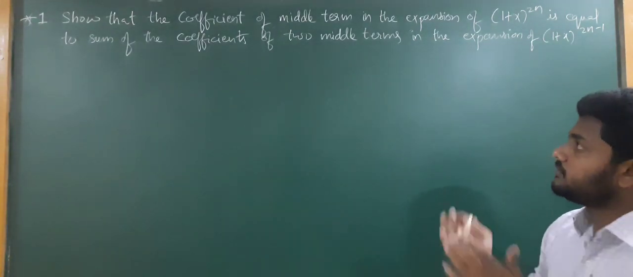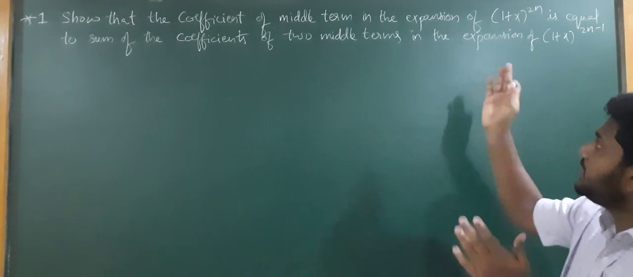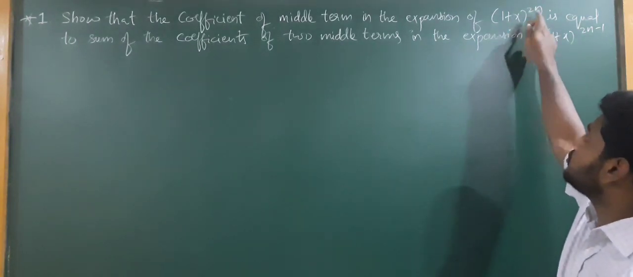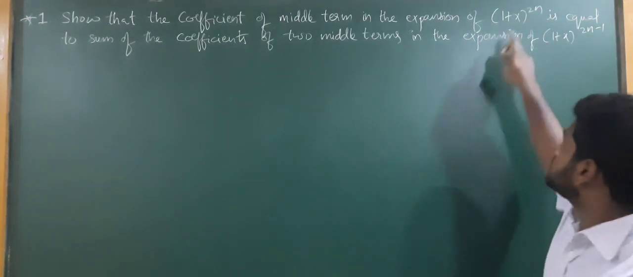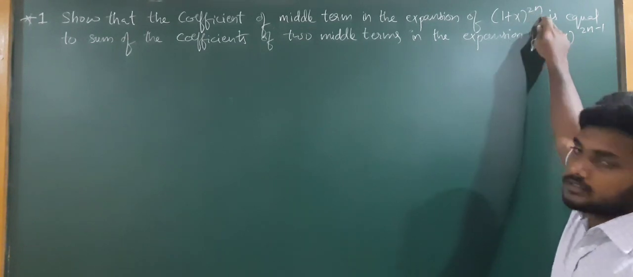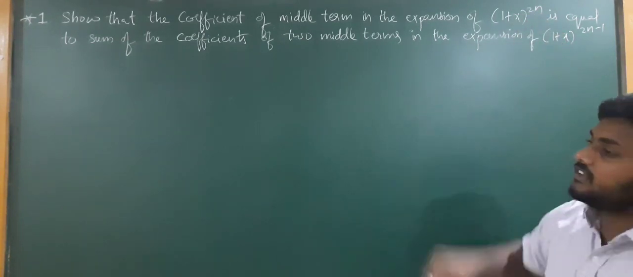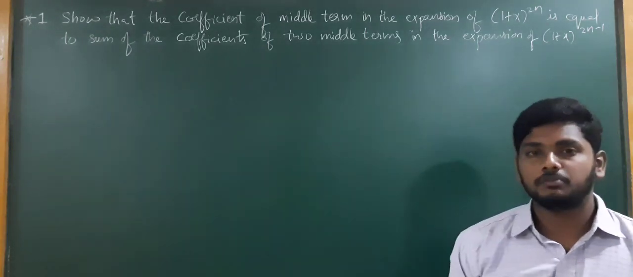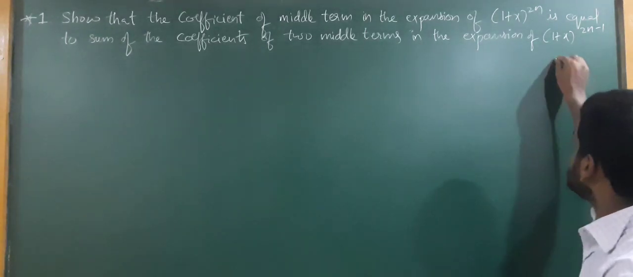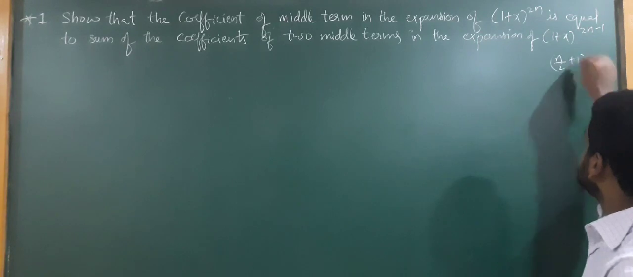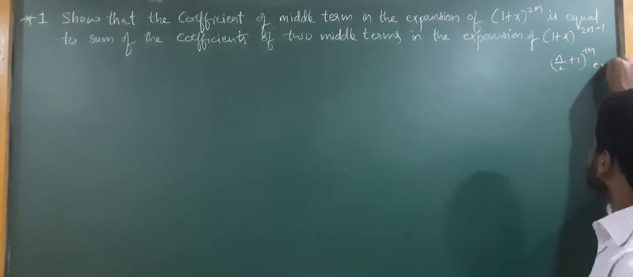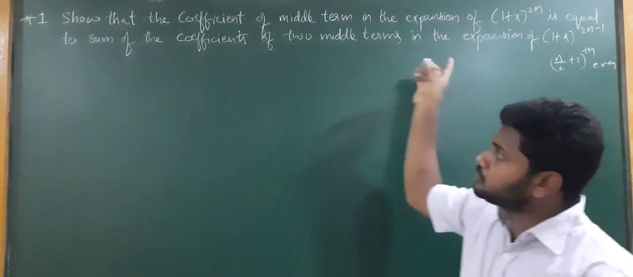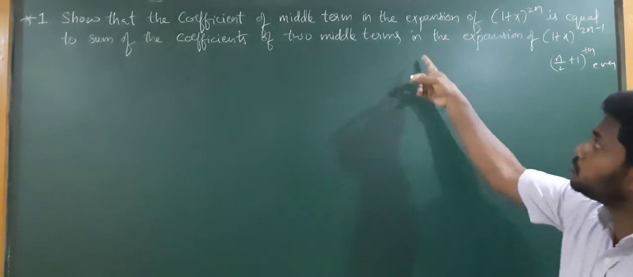What we need to prove is the coefficient of middle term in the expansion (1 plus x) to the power of 2n. As you observe here, the power is 2n. As 2n is an even number, how many middle terms will we get? Only one middle term. To find that middle term, what is the formula? n by 2 plus 1, if it is even. Next, that should be equal to the sum of coefficients of two middle terms.